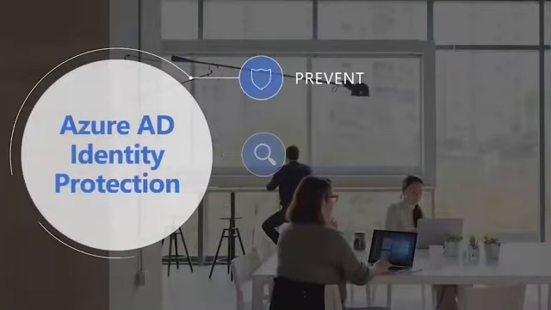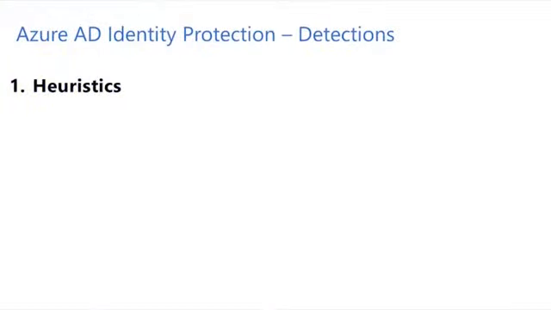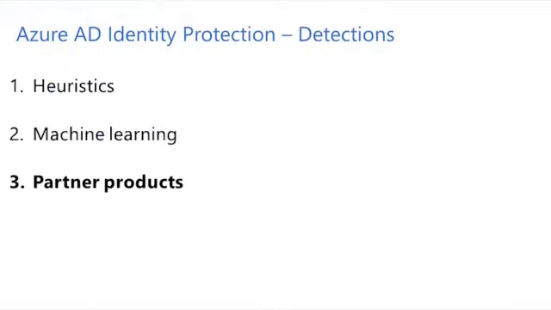Azure AD Identity Protection is an identity admin's toolbox to prevent, detect, and remediate identity risk in their organization. It monitors every login for identity compromise using numerous detections. These detections can be based on heuristics or machine learning, or they can come from partner products. Can you share what we do with these detections in identity protection?